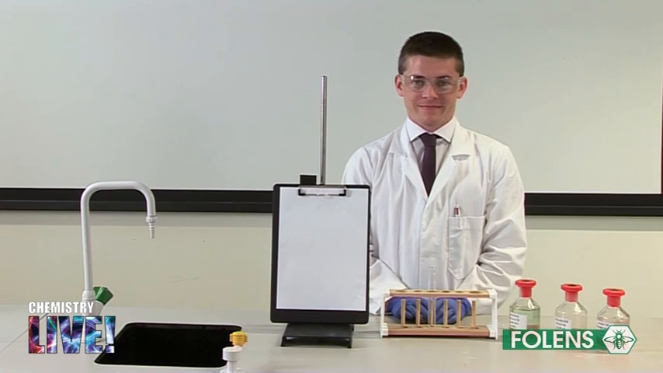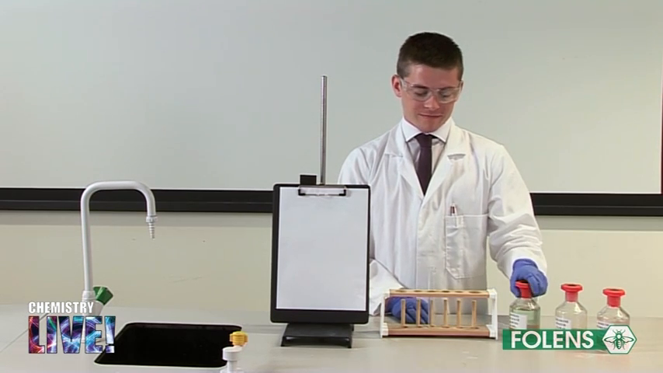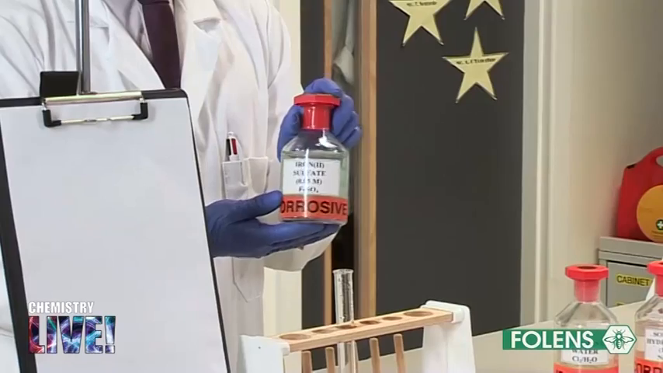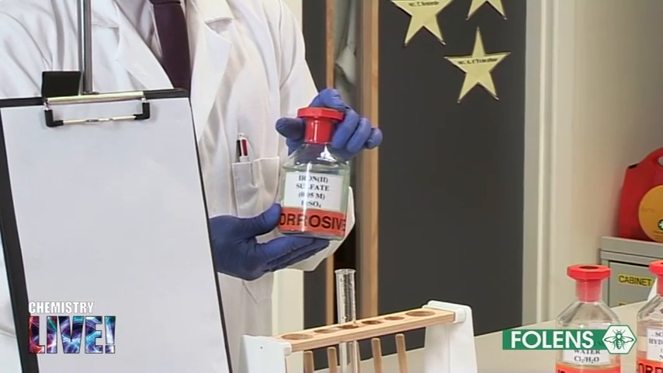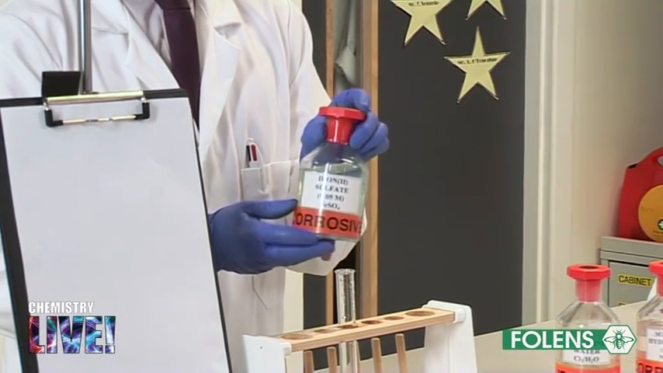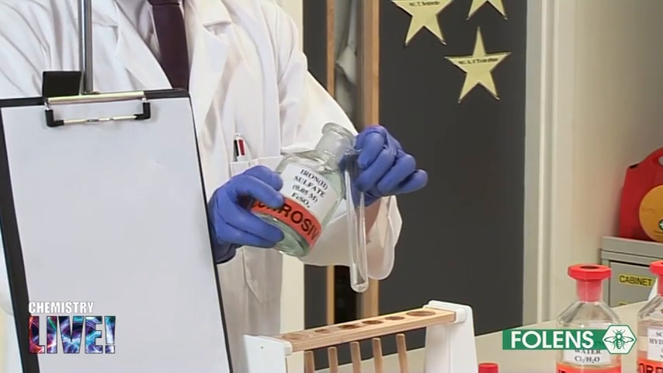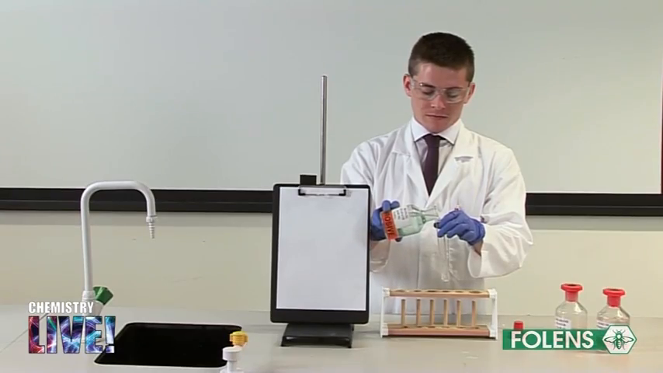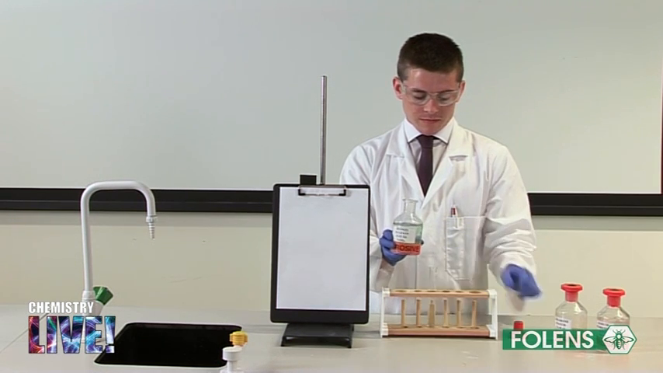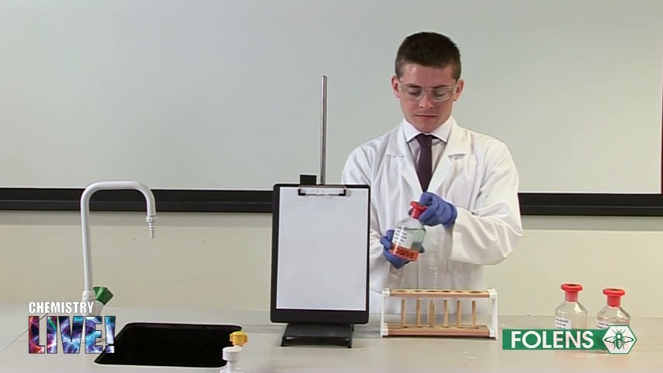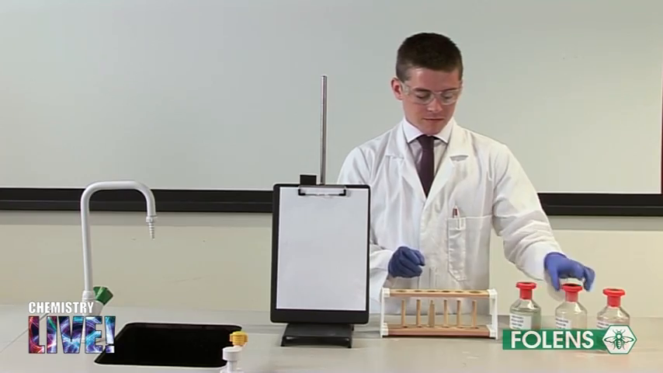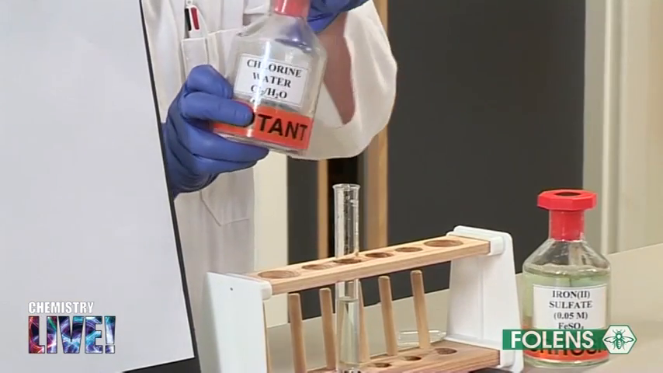A useful source of Fe2+ ions is an acidified solution of iron(II) sulfate. The solution is acidified with dilute sulfuric acid, as this prevents the Fe2+ ion being oxidized to the Fe3+ ion by the air. To about 1/5 of a test tube of acidified iron(II) sulfate solution, add about the same quantity of chlorine water.